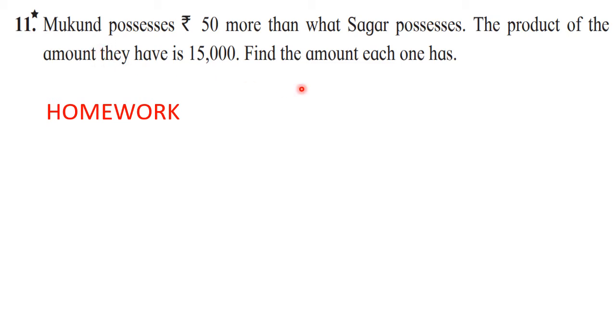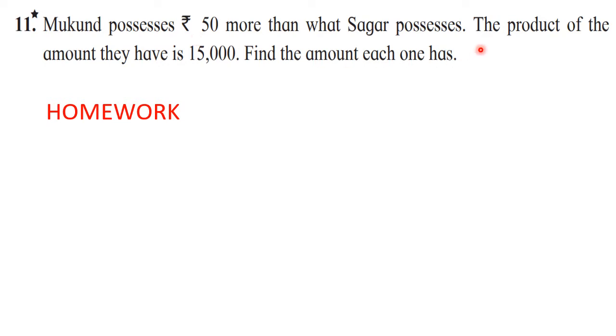Here you want to find out the amount with Mukund and the amount with Sagar. But now what to take as X, that you have to decide by reading the first statement. That is, Mukund possesses rupees 50 more than what Sagar possesses. That means the amount with Sagar is less and the amount with Mukund is more. So you can take the amount with Sagar as rupees X, and from that you can write down the amount with Mukund as X plus 50 rupees.